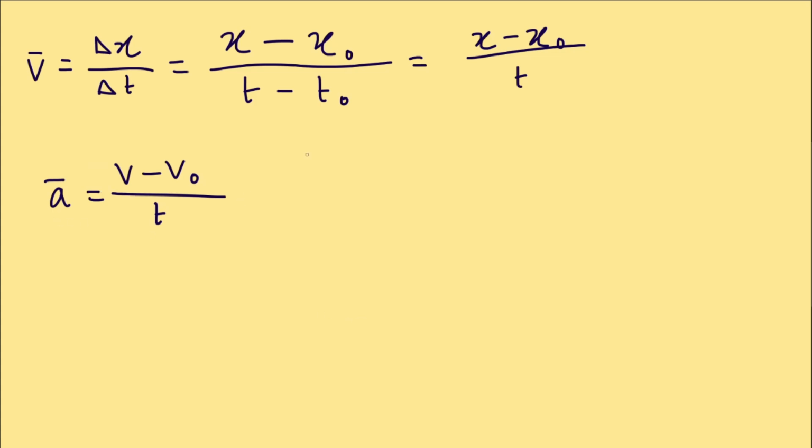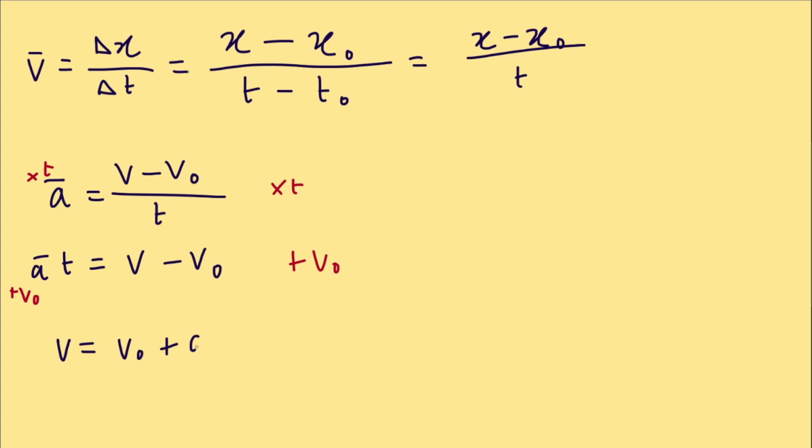Now with this new acceleration formula, we can do some rearranging to find velocity. Let's multiply both sides by t, and we get at equals v minus initial velocity. Add v0 to both sides, and you get velocity is equal to v0 plus at. This here is the first kinematic equation. I highly recommend you write down the kinematic equations. They are absolutely everywhere in the field of mechanics.